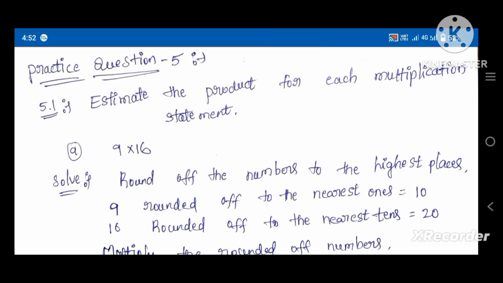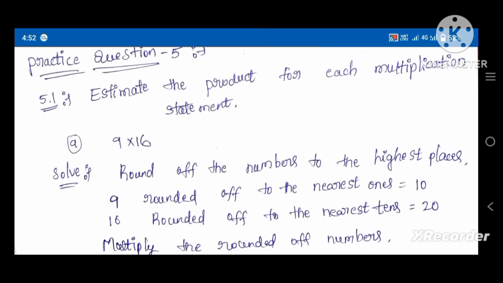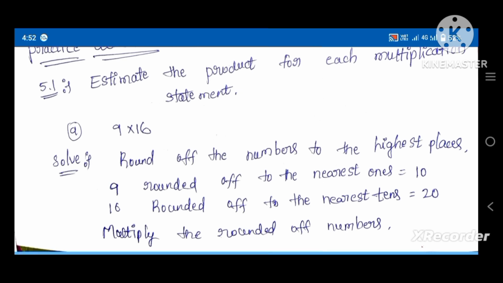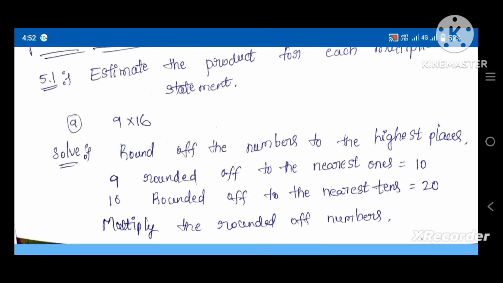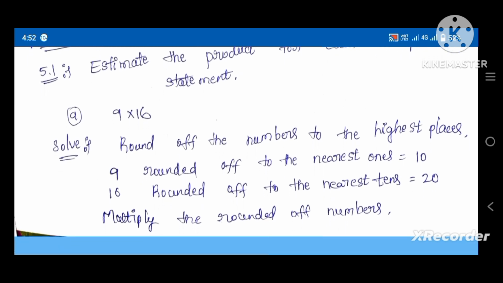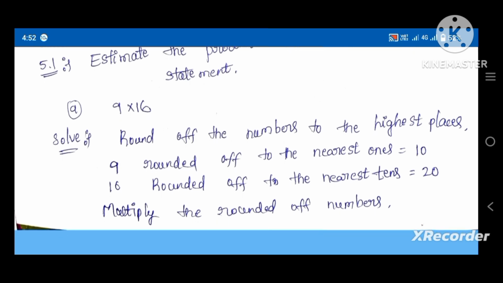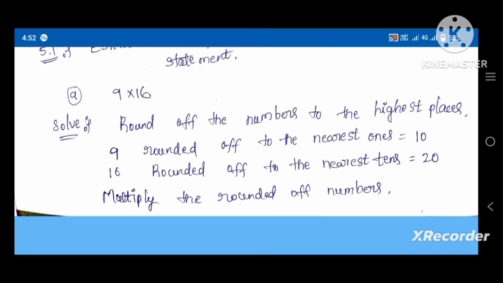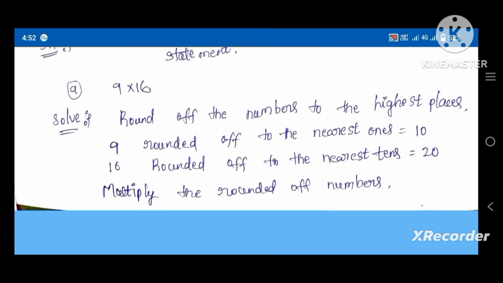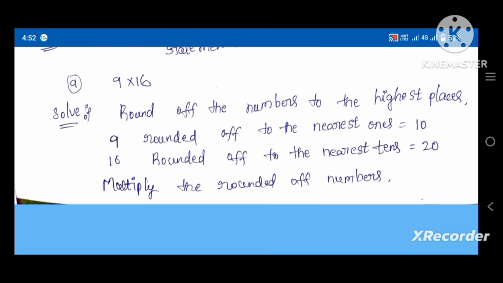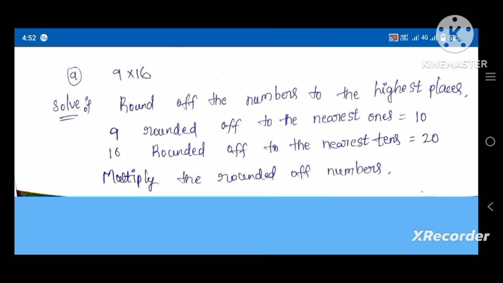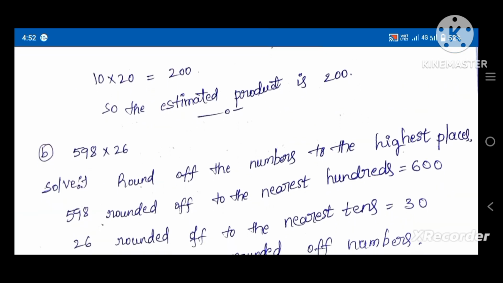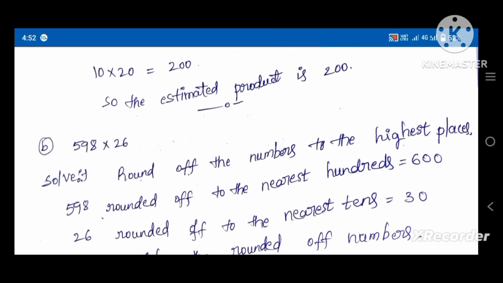5.1 Estimate the product for each multiplication statement. A. 9 into 16, solve. Round off the numbers to the highest places. 9 rounded off to the nearest ones, 10. 16 rounded off to the nearest tens, 20. Multiply the rounded off numbers. 10 into 20 is equal to 200. So the estimated product is 200.